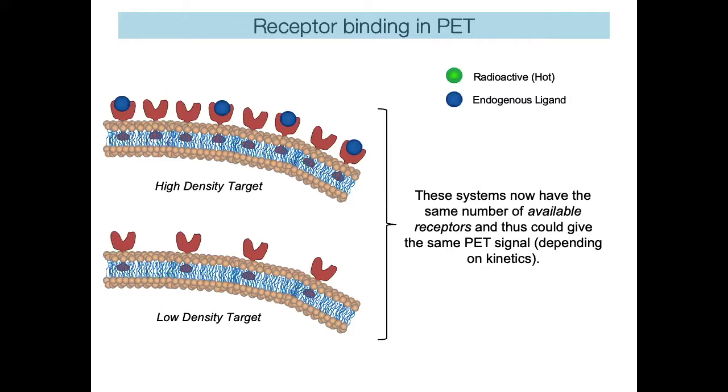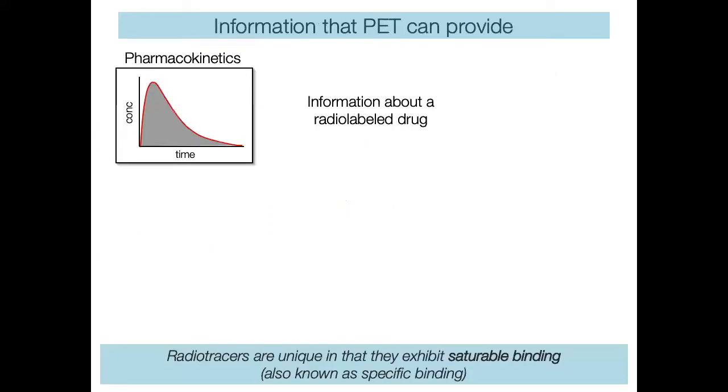So what we're really looking at with PET imaging is the number of available receptors. Not always truly receptor concentrations, but the total number of available receptors. It's just a detail to keep in mind that's important in certain cases. But overall, there's a lot of information that PET can provide.